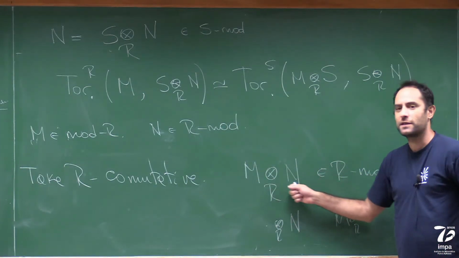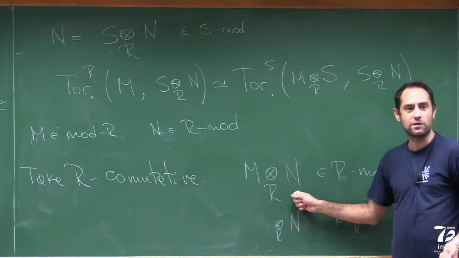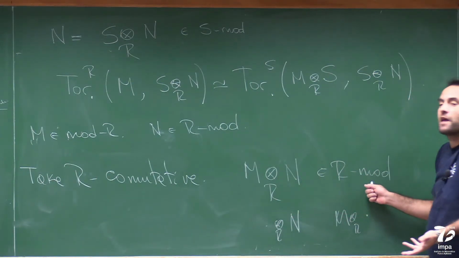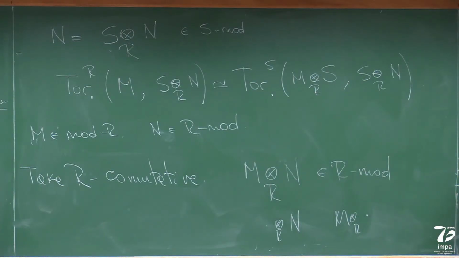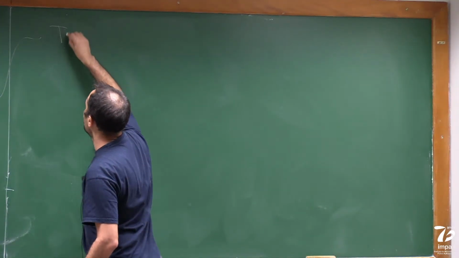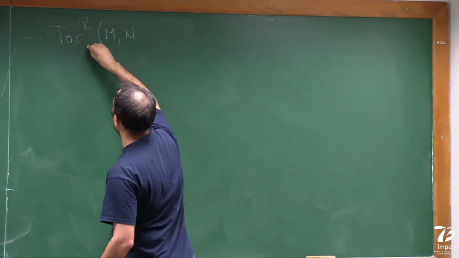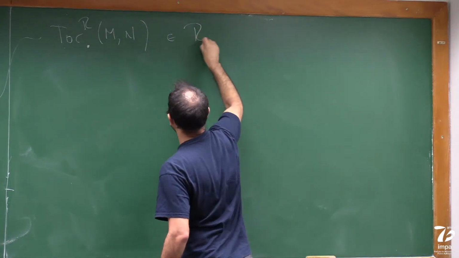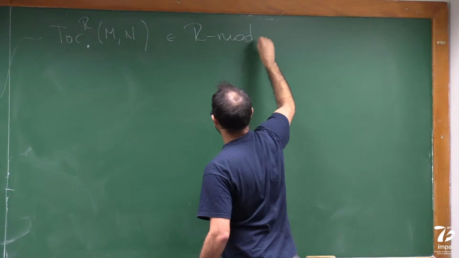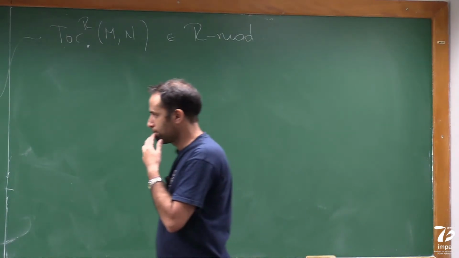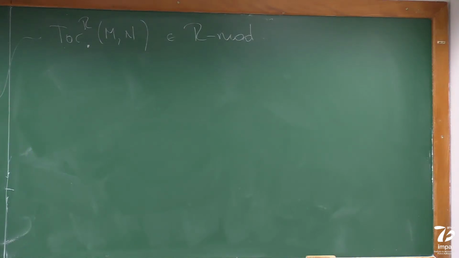So how do you compute this tensor product? You just compute the usual tensor product as if this ring was not commutative, and it just happens to be an R module. Okay? So that abelian group is an R module. The same thing for Tor. So Tor R of M, N is an R module. So this happens when R is commutative.